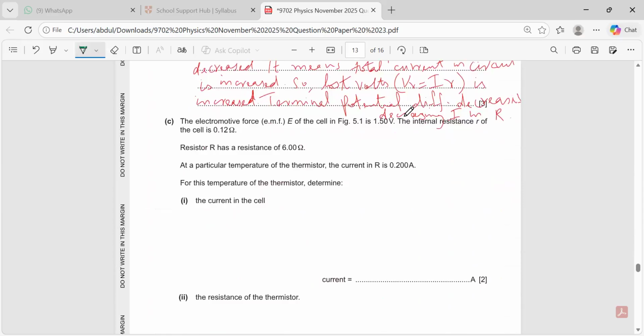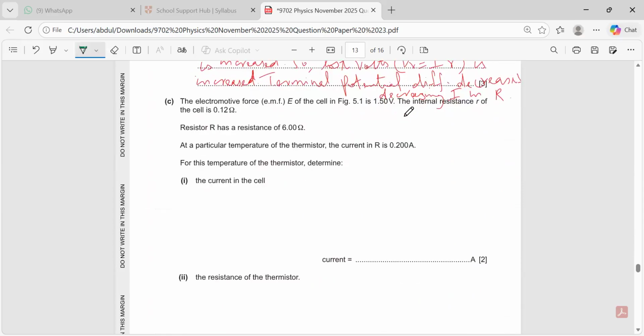If there is still any question, please feel free to ask me. Now, the electromotive force E of the cell in figure 5.1 is 1.5. They gave this EMF for that cell. The internal resistance of the cell, small r, is also given. Resistor R has a resistance of this, capital R is given. At a particular temperature of the thermistor, the current in R is this. So for this temperature of the thermistor, determine the current in the cell. So we need to calculate the total current.